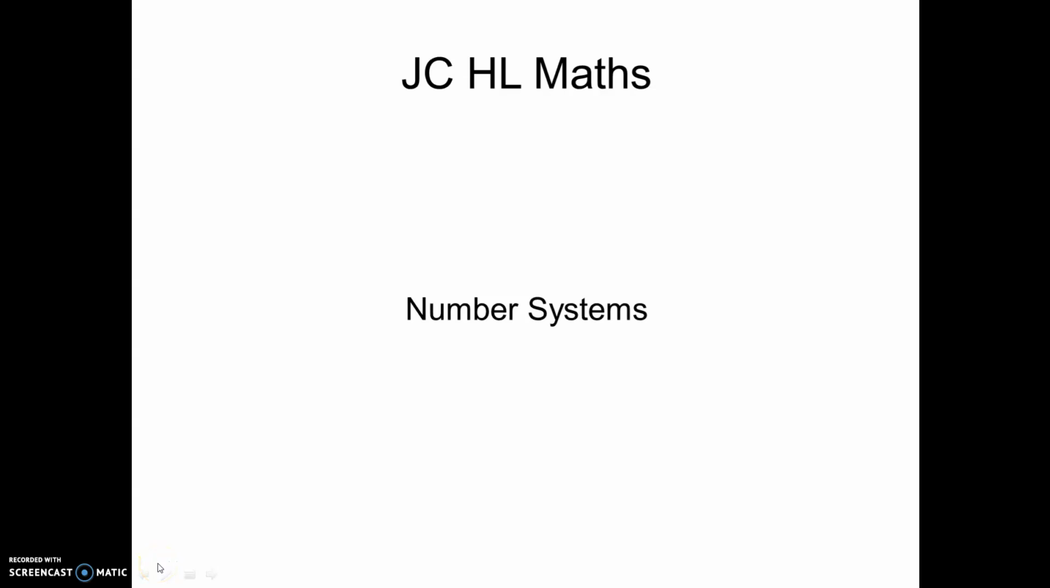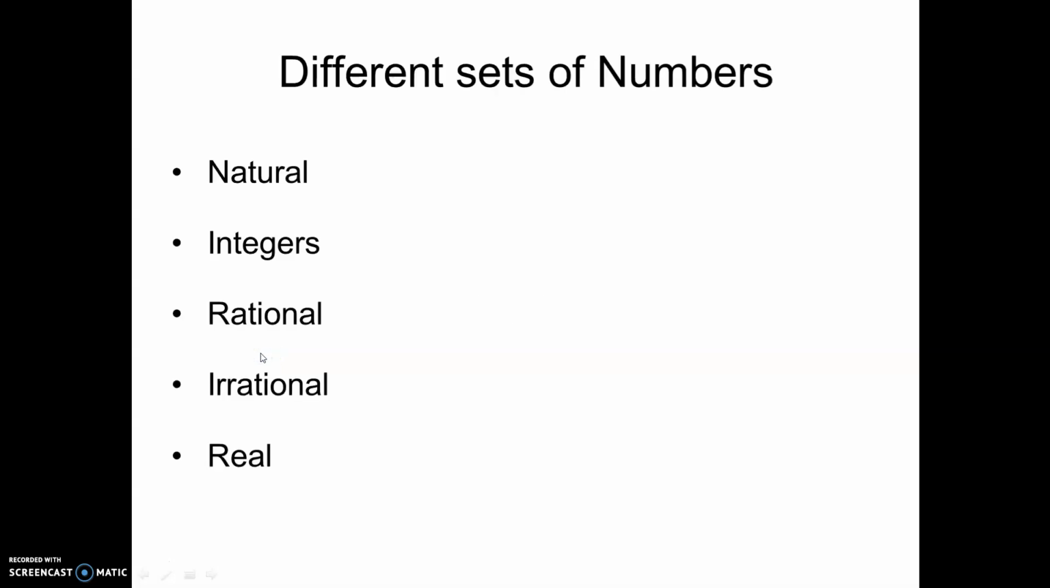All right, so I'm just going to run through some of the theory and definitions you need to know from the number systems chapter in your book. There are a few different sets of numbers that we need to know, some of which we may have encountered before and are happy enough and familiar with. Others might be newer to us. So they are natural numbers, integers, rational, irrational, and real numbers. And I'll go through these in turn now.